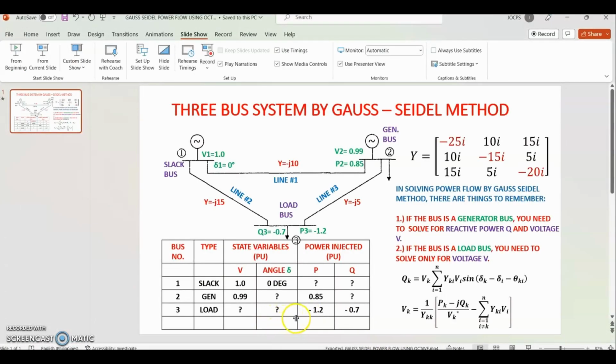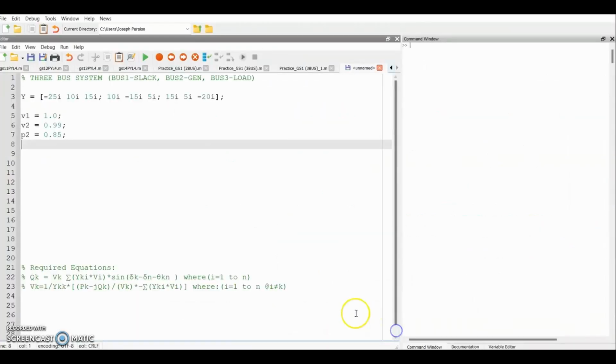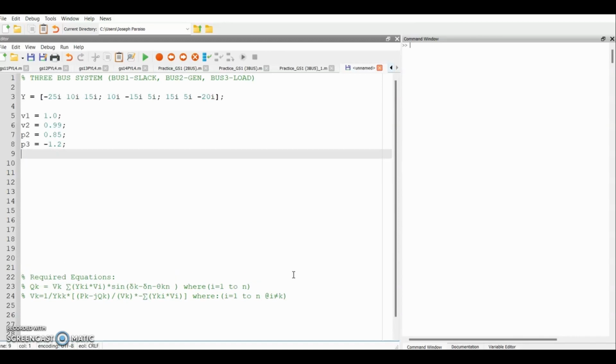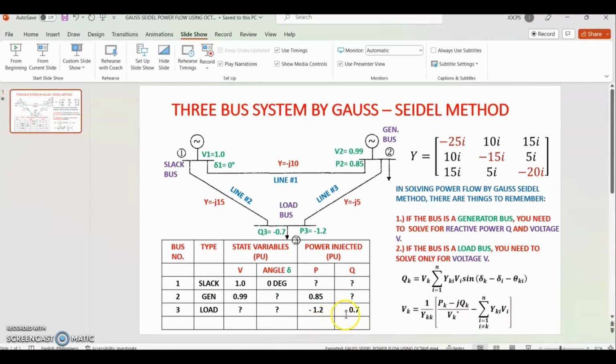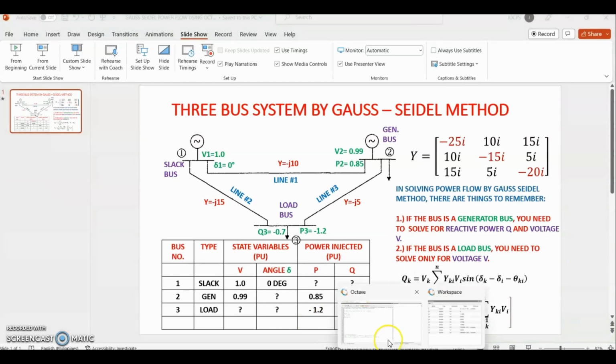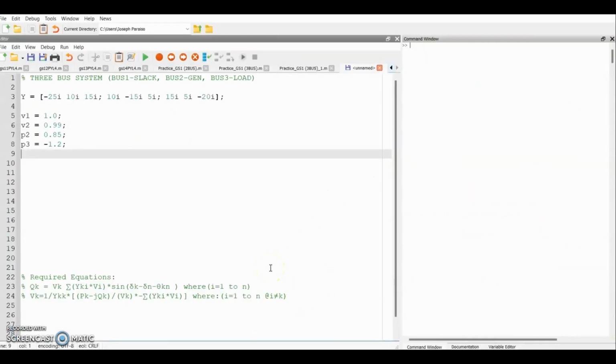P3 equals negative 1.2. And we have Q3 negative 0.7.